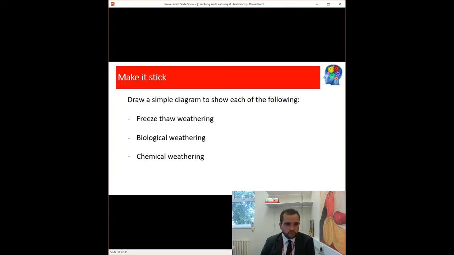So a couple of examples here. I might have taught some type of weathering in geography and then say, draw a simple diagram of the following: freeze-thaw weathering, biological weathering, chemical weathering. The students come in and do that independently, and they have to think really hard about what they learned last lesson. They have to think about how each of those different types of weathering work and then be able to construct a diagram on it. And that hard thinking makes them bring those things down from their long-term memory back into their working memory, which really helps them to remember it in the long term.